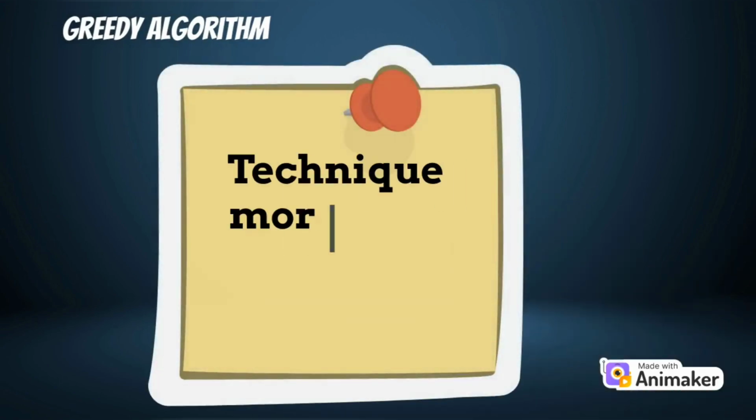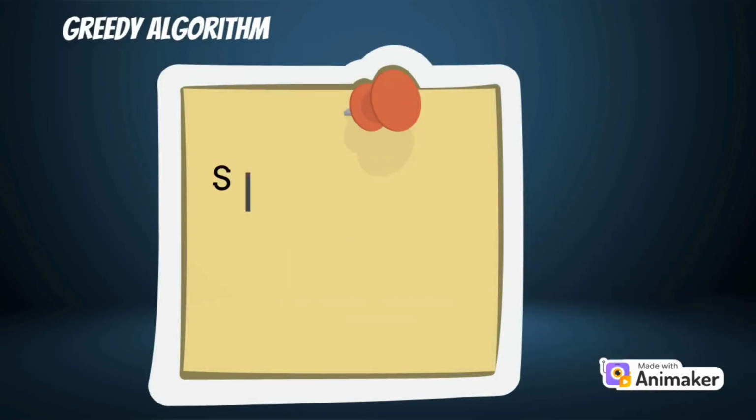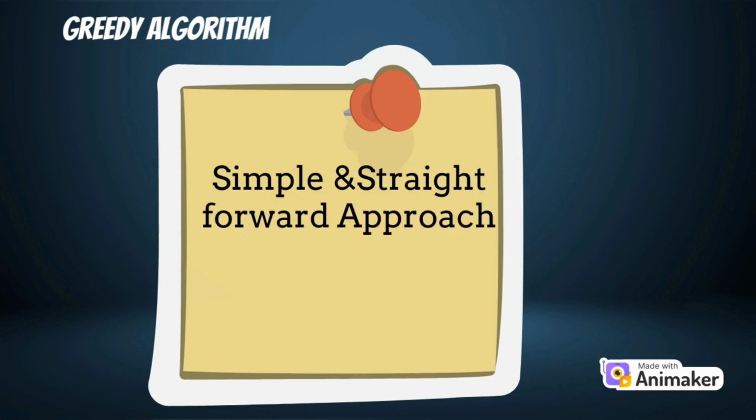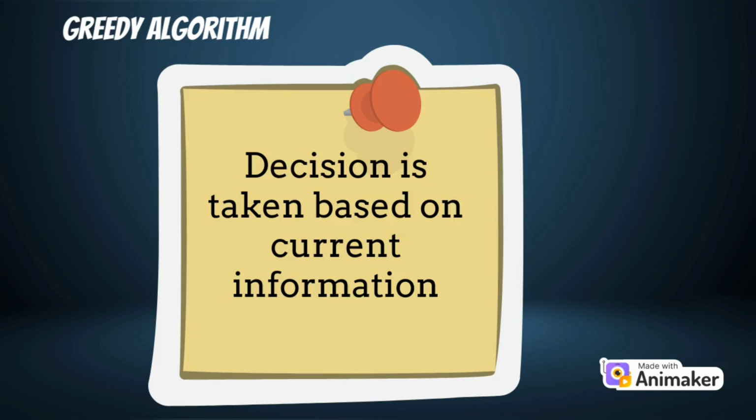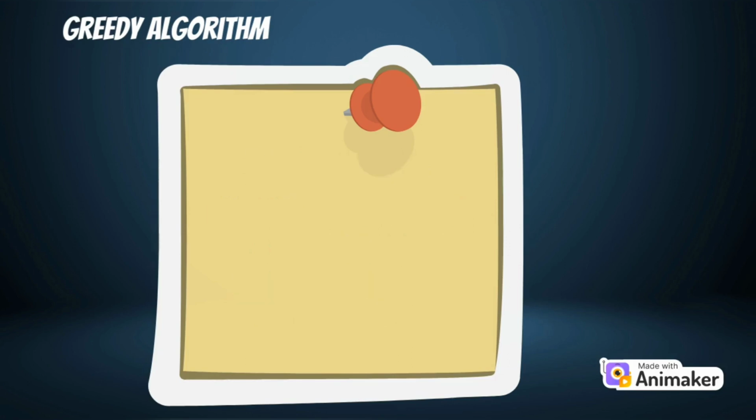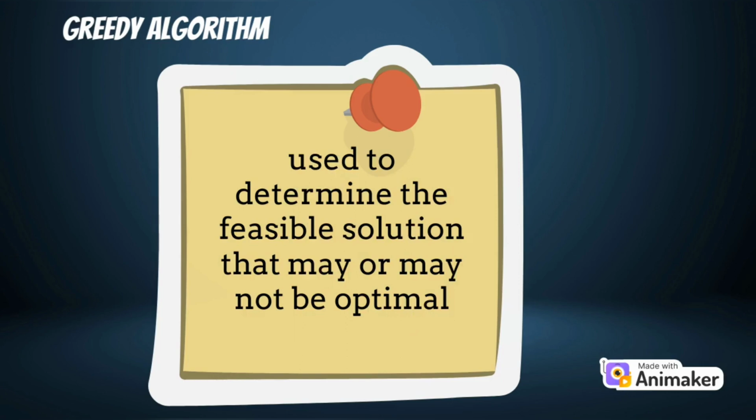First of all, let us know what is greedy algorithm. It is a technique more than an algorithm. It is the most straightforward and direct approach algorithm. The decision in greedy algorithm is taken based on current information or value without worrying about the future decision. The solution can be optimal or cannot be optimal. Optimal means it is the best or most favorable solution. A solution is nothing but any subset that satisfies the condition is a feasible solution.